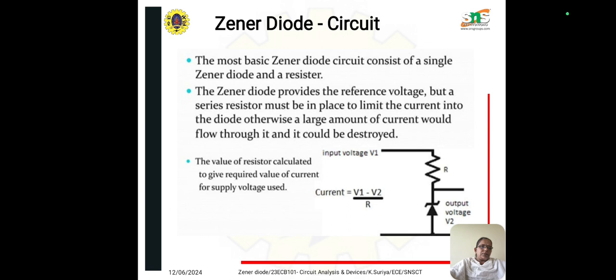So this is a circuit diagram of the Zener diode. It consists of a Zener diode and a resistor. The Zener diode provides the reference voltage, but the series resistor must be in place to limit the current into the diode. Otherwise, a large amount of current will flow through it and it would be destroyed. So the current is given by (V1 minus V2) divided by R. Here the value of the resistor should be calculated to give the required value of the current for the supply voltage used.